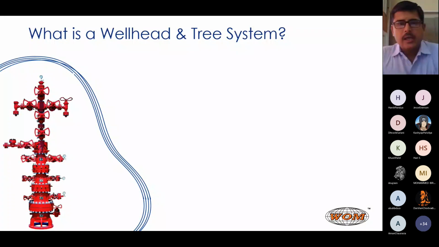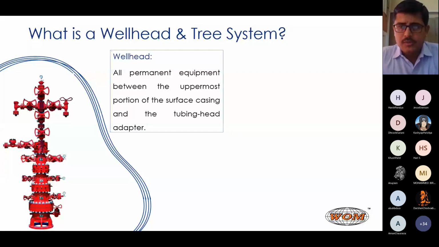So a wellhead, it is all the standard definitions taken from the international standards. Wellhead is all permanent equipment between the uppermost portion of your surface casing and the tubing head adapter. So all these casings which are run in the ground, and every equipment which is connected to the surface of that or to the uppermost end, is called the wellhead system.